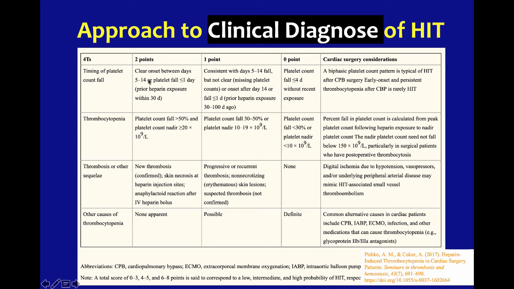So with the 4 T's, you can have 8 points, and a total score of 6 to 8 points is considered a high probability of HIT. So again, it can be a little fuzzy on the clinical diagnosis. Does a patient really have HIT? Can we really categorize these as a HIT type 2 patient? And so there has to be the laboratory diagnosis as well.